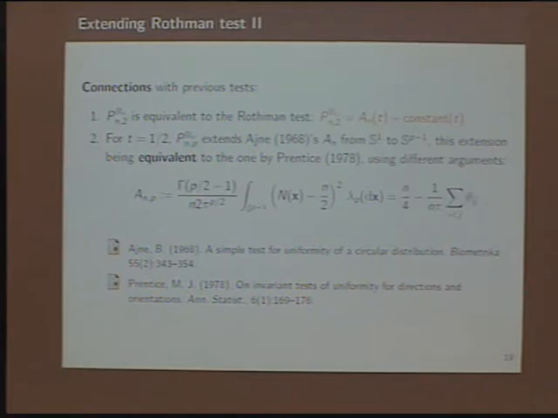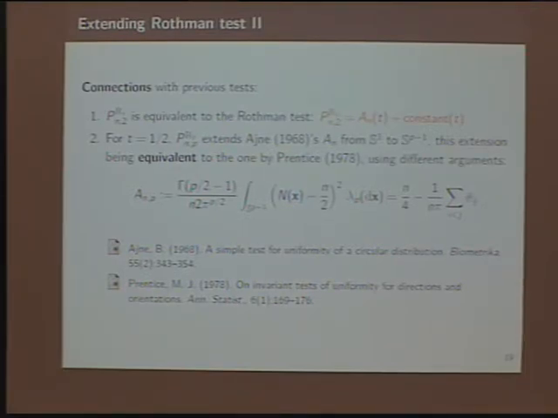And so what we can see is that for the circle, p equal 2, this test statistic is completely equivalent to the Rothman test. Nevertheless, it's going to work for any dimension. And in particular, if we take t equal to 1/2, what we have is that this test statistic gives, as a particular case, the test by Ajne, which was defined for hemispheres.